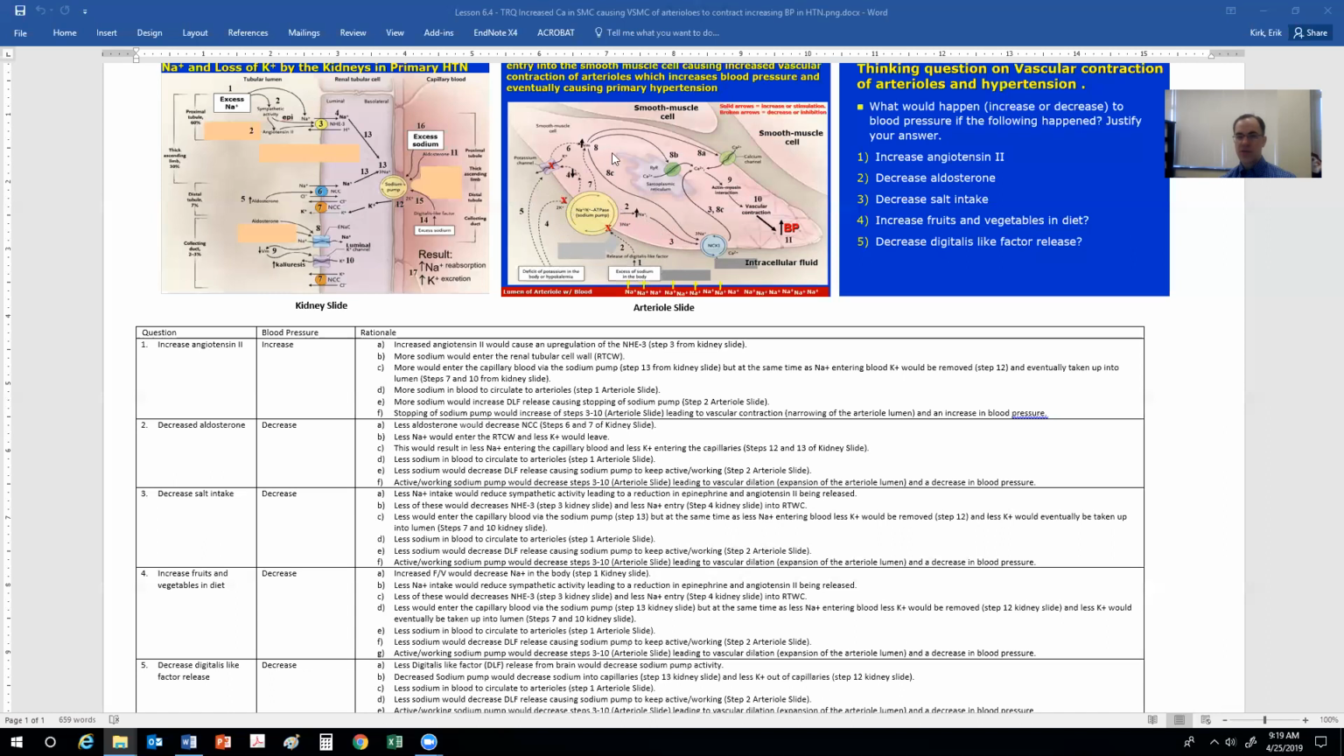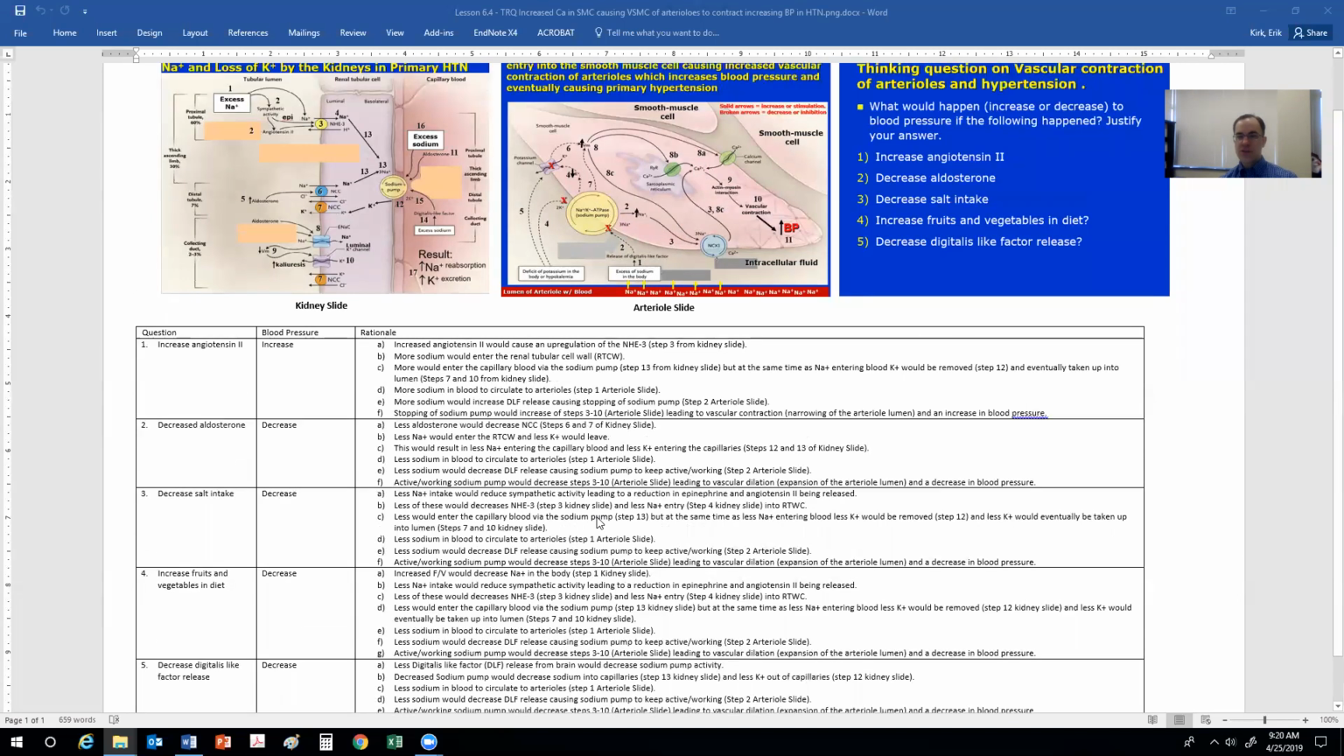Therefore, steps 3 through 10 again would be down-regulated, and therefore less calcium would be entering the vascular smooth muscle cell, less actin and myosin interaction, again a decrease in vascular contraction, or you'd have an increase in dilation, so there'd be more space for the blood to flow through, and you'd have a decrease in blood pressure.